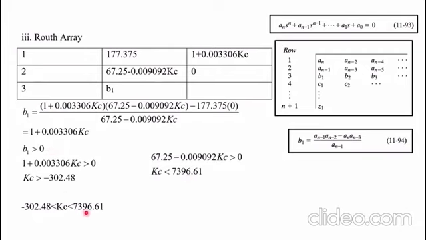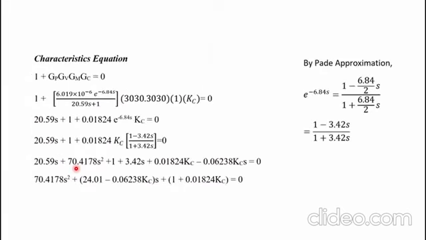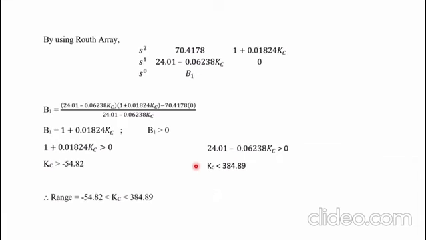We get GP from calculation. Then we assume final control element dynamic to be negligible. Range for QR is from 0 to 300,000, and signal given is in the range of 1 to 100%. Then from the characteristic equation, we substitute GP, GV, GM, GC, and also this Padé approximation calculation, and get this equation. For the rough array, we use the same method as the top column.